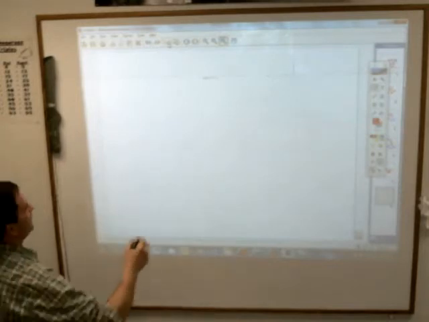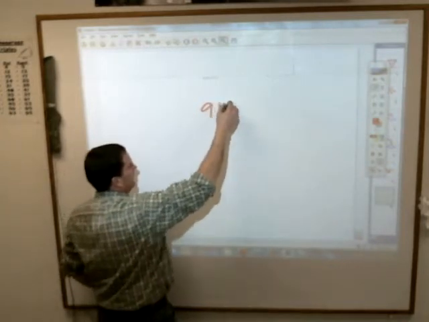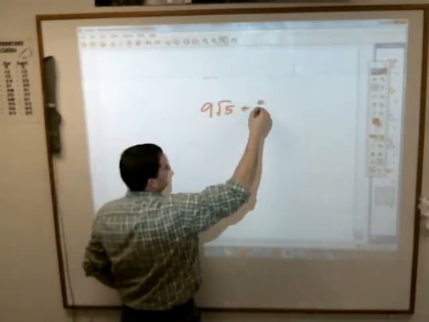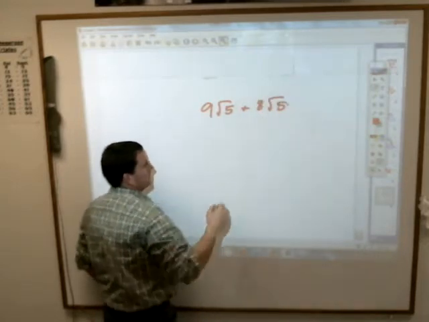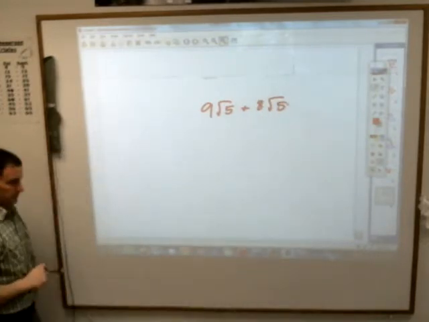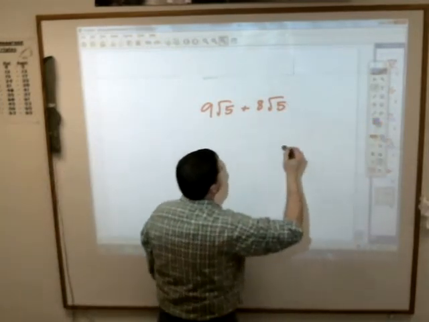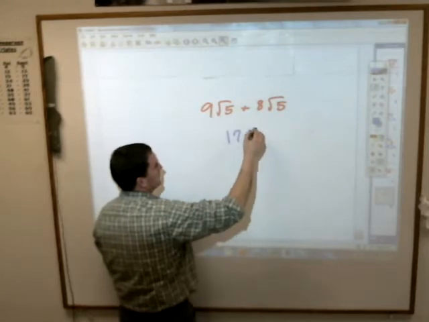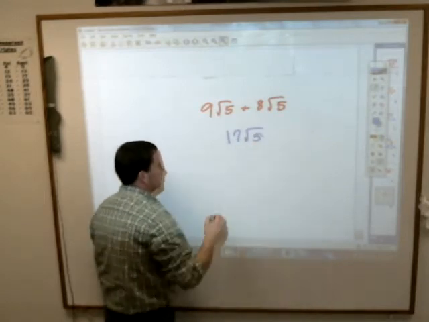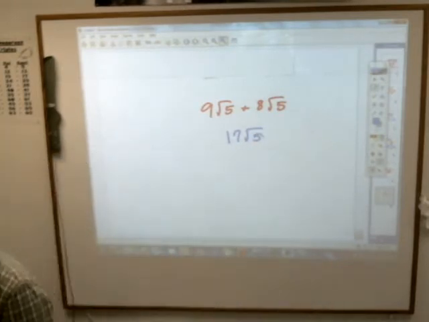9 square roots of 5 plus 8 square roots of 5 would give you 17 square roots of 5. To which you say, this seems awful easy, does it not? Yeah, seems so. Well, unfortunately, children, it's not going to be quite this simple here.